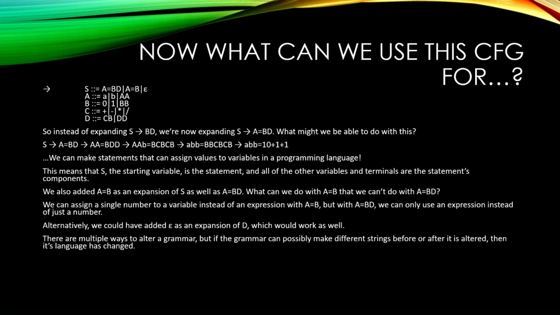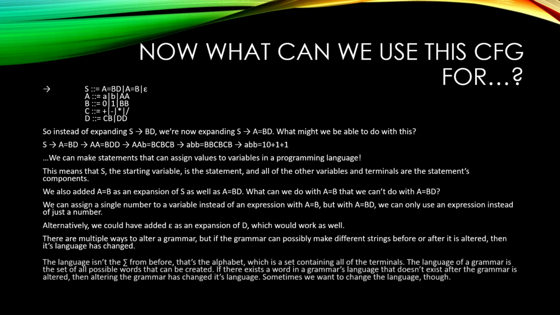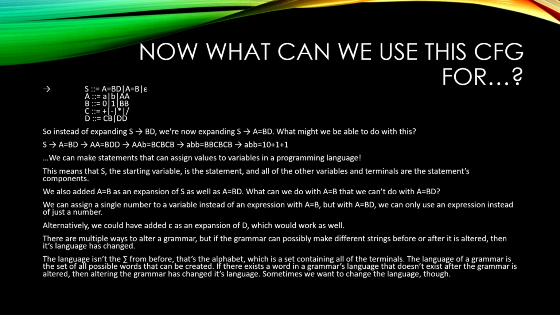It says that right here. There are multiple ways to alter a grammar, but if altering a grammar allows it to make different strings or removes a possible string, I should say a word. If there exists a word that can be created before or after the grammar is altered, but cannot be created the other way around, then its language has changed. The language itself isn't the sigma from before, that's the alphabet, which is a set containing all of the terminals. The language of a grammar is the set of all possible words that can be created. If there exists a word in a grammar's language that doesn't exist after the grammar is altered, then altering the grammar has changed its language.